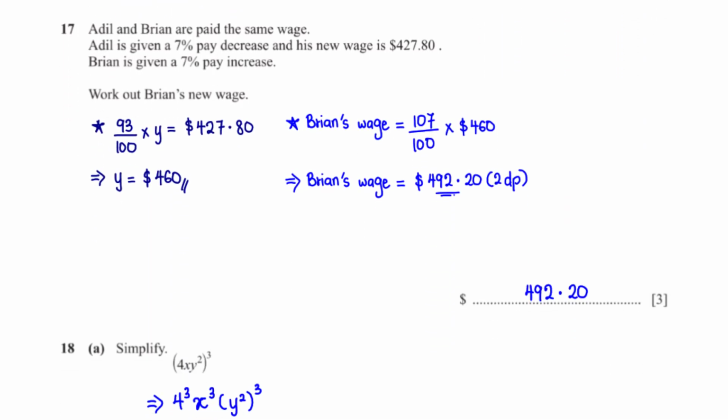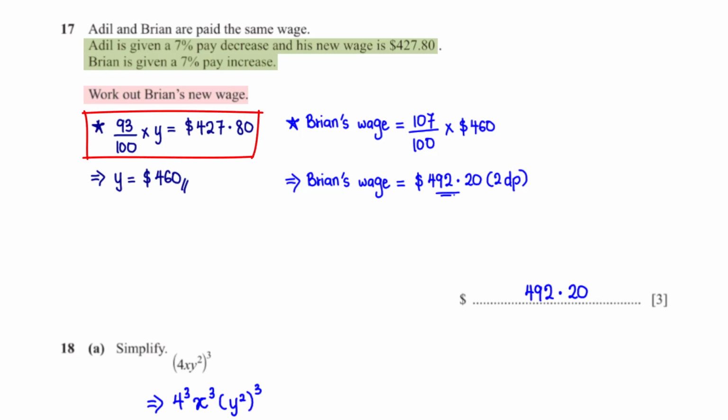Adele and Brian are paid the same wage. Adele is given a 7% pay decrease and his new wage is $427.80. Brian is given a 7% pay increase. Work out Brian's new wage. Let's represent Adele's old wage with Y. Since his new wage is a 7% reduction from his old wage, then it means 93% of Y equals $427.80.